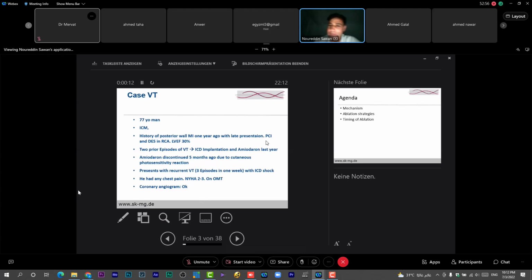So I will continue my presentation with the case. Our patient is a typical VT patient, a 77-year-old man with ischemic heart disease. Last year he had a posterior wall myocardial infarction, with a late presentation in our hospital. He already had PCI and stenting in the RCA, LVEF 30%. Six weeks after that, he had his ICD implantation.